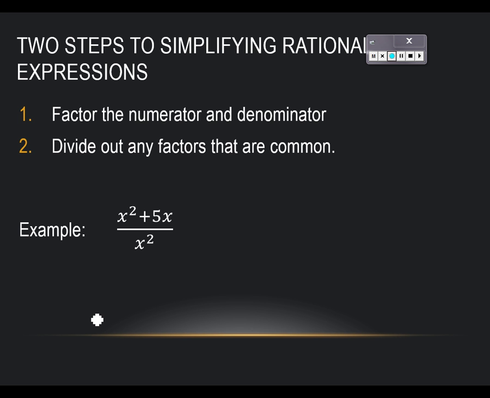So let's try one that's slightly more complicated, and then we'll jump right into the crazy stuff in a minute. x squared plus 5x over x squared. Here's my easy two-step process. Factor the numerator and factor the denominator if necessary. Factor anything that can possibly be factored before you begin any of the problems we're going to do. Sometimes it's messy, and that's a big part of the problem. It's like doing a whole bunch of little factoring problems all in one big problem.